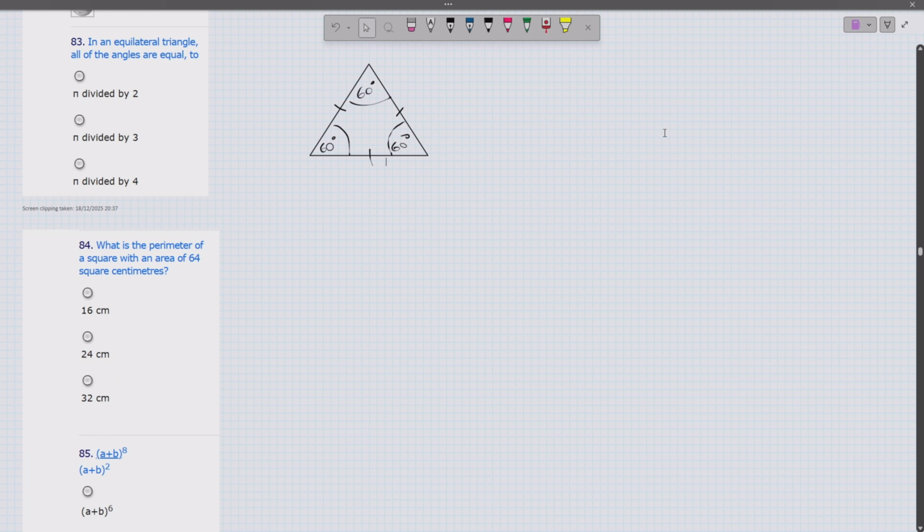Question 83. In an equilateral triangle, all of the angles are equal to... so the sum of angles within a triangle is pi radians, so 180 degrees. So 180 degrees equals pi radians. But since in an equilateral triangle all the angles are the same, you're going to divide pi by 3. So pi divided by 3.